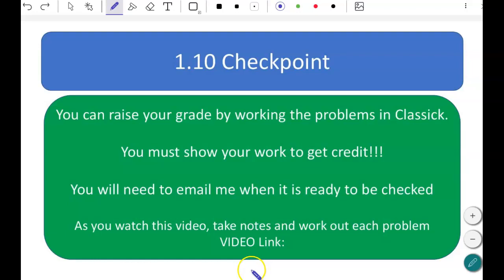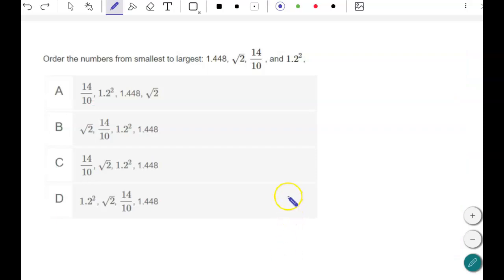All right, so this is your chance to raise your progress learning grade with a 1.10 checkpoint. You do have to show your work on the problems in Classkick, so make sure that you write on the slides, and then you'll need to email me when it's ready to be checked.